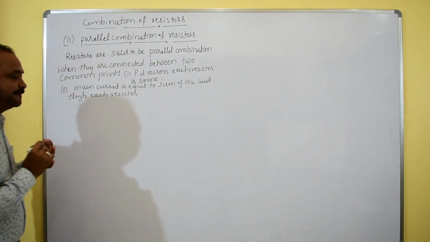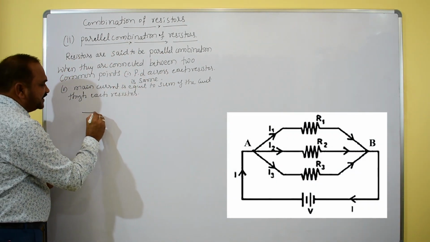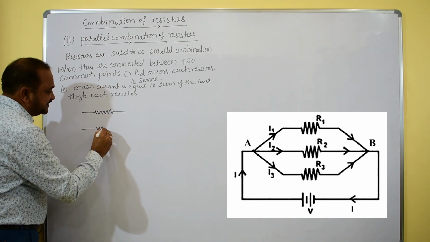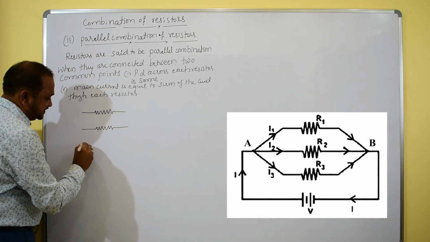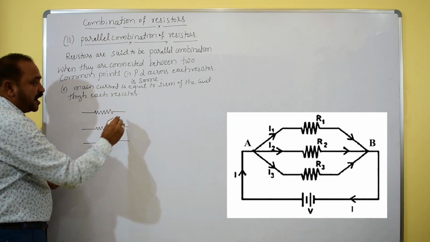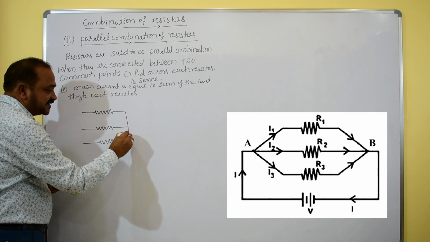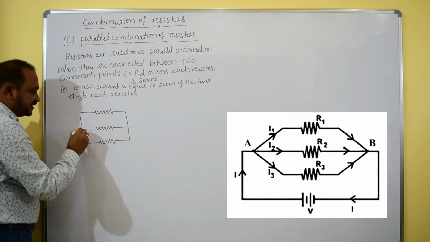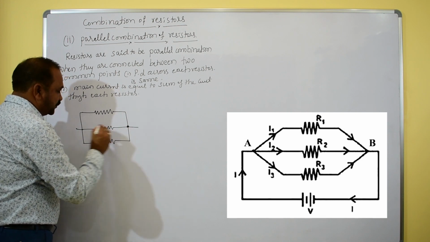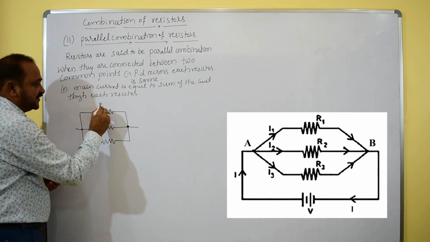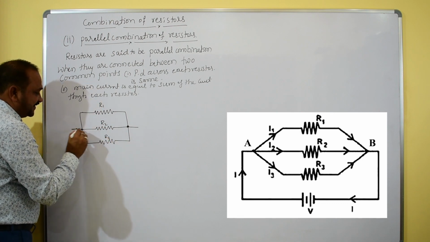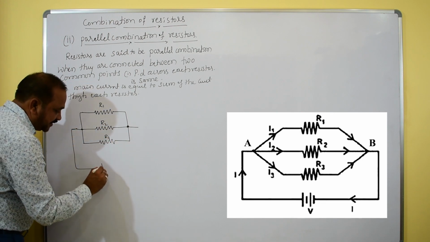How exactly is it? Say this is one resistor and this is another resistor. I will take 3 resistors here. This is one more resistor. Total 3 resistors, all connected across each other. Between these two points, this is R1, R2 and R3. This combination should be connected with a battery.